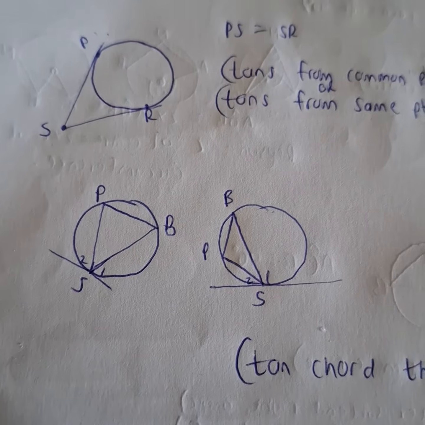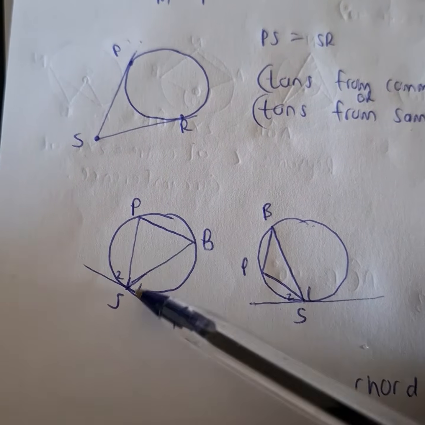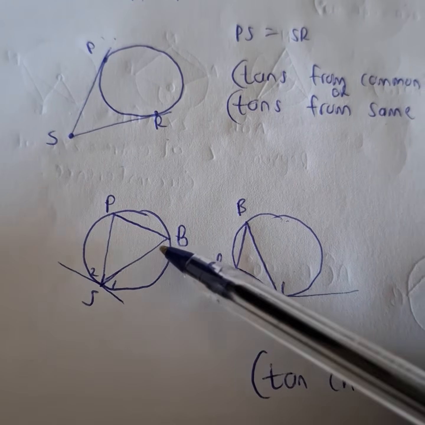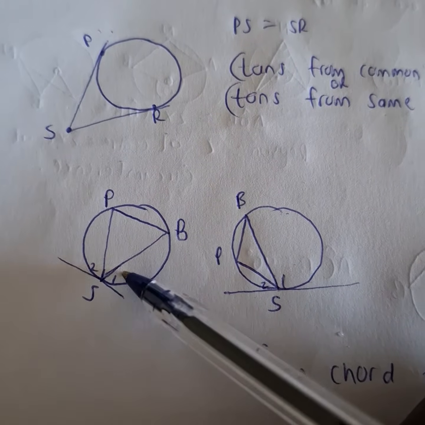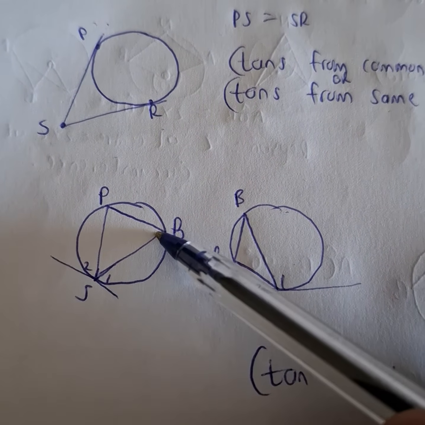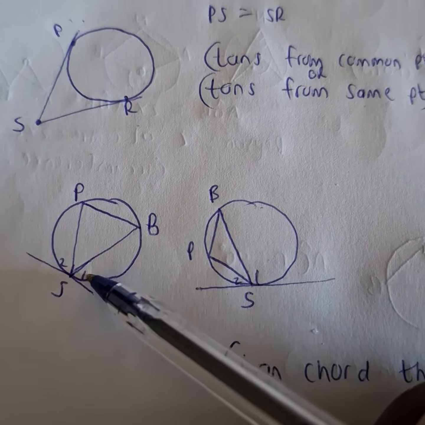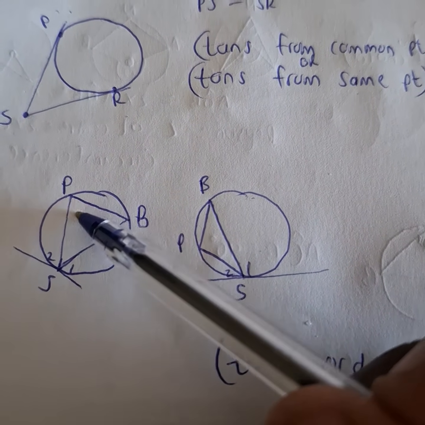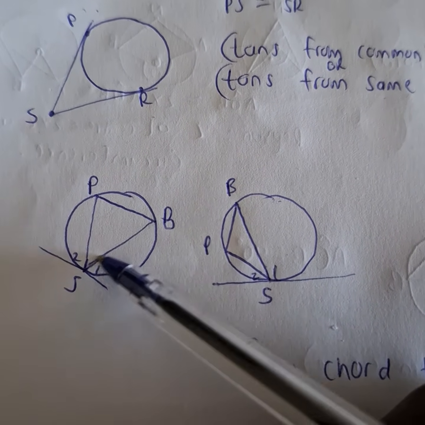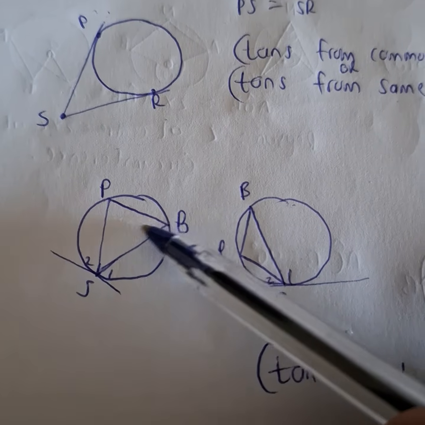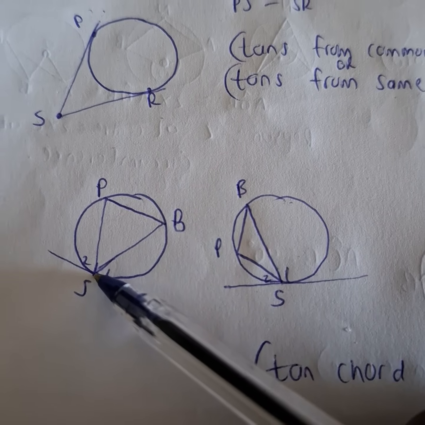Then we have the tangent chord theorem, all right? As you can see here, the tangent chord theorem speaks about the fact that if you have a chord and then you have a tangent, and there's an angle formed by that tangent and that particular chord, then the angle formed by the tangent and the chord is equal to the angle in the alternate segment, or in other words, is equal to the angle subtended by the very same chord, all right?